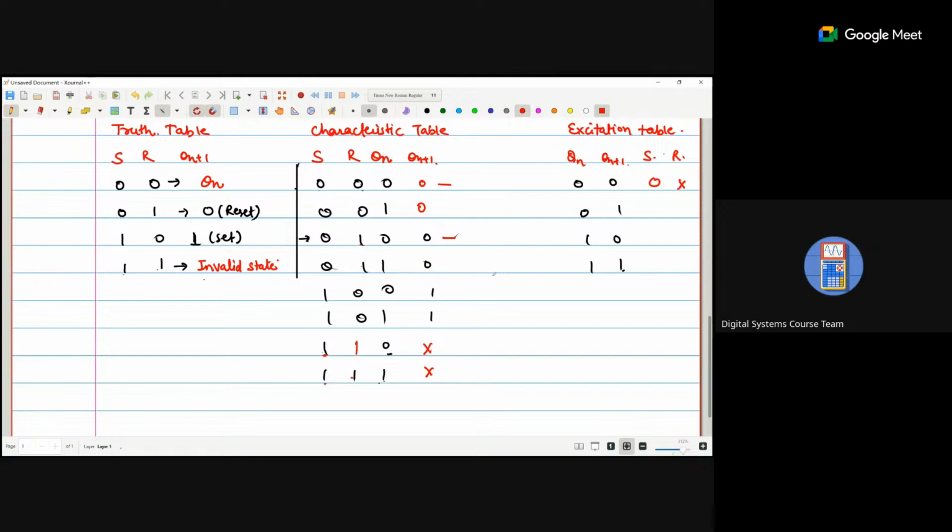Okay. Now 01, this position. So it is a 10. Now 10, it is 0 cross, and last 11 is 10.